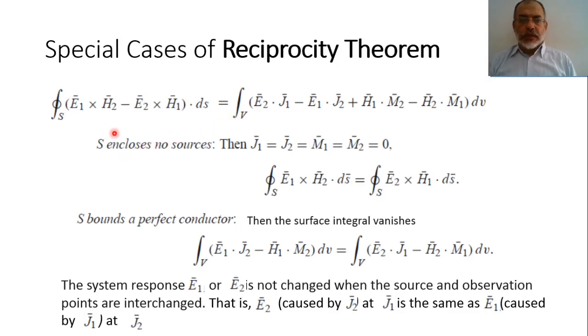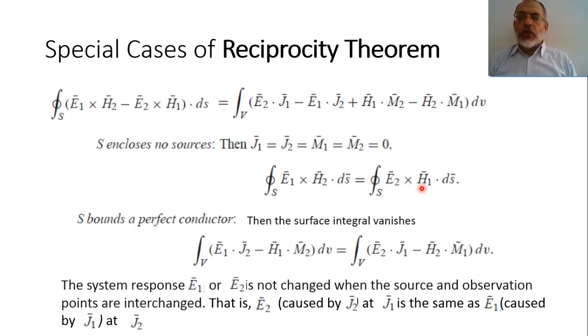So, if S encloses no sources, such that there is no source inside the volume, in this case J1, J2, M2, M1 are zero. So the integration here would be zero. It means that the integration over the closed surface of E1 cross H2 minus E2 cross H1 dot dS equals zero. Or in other words, the electric field 1 cross the magnetic field 2 equals the electric field 2 cross the magnetic field 1. Or in other words, the effect of the electric field 1 on the magnetic field 2 is the same as the electric field 2 on the magnetic field 1.